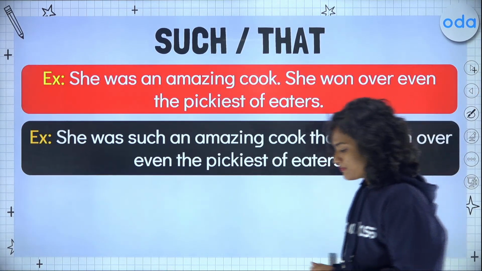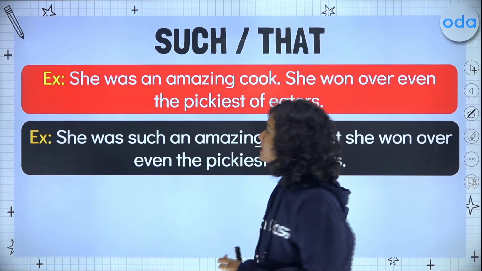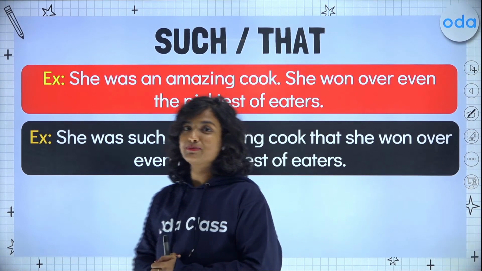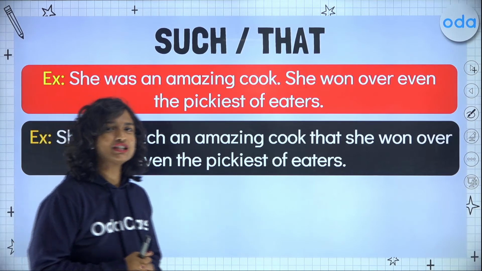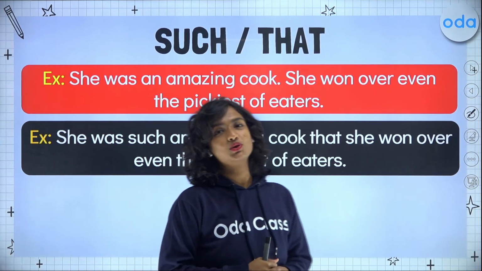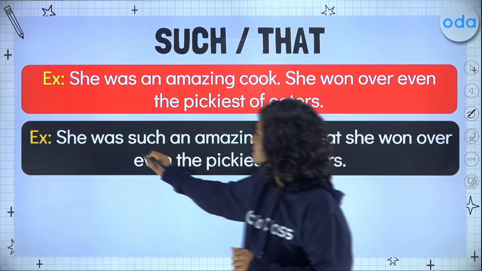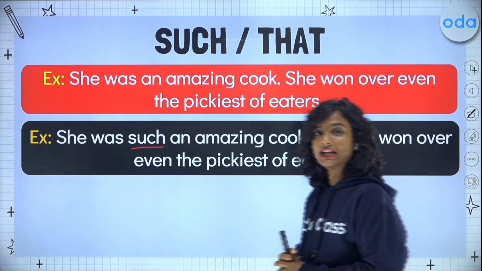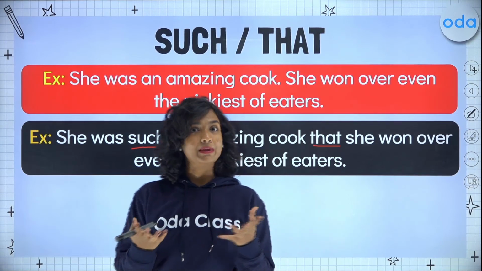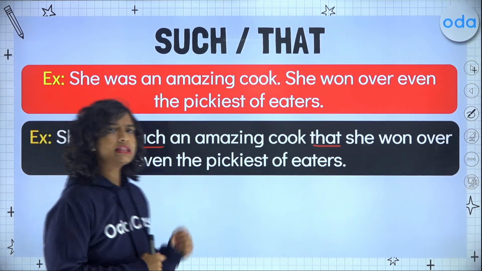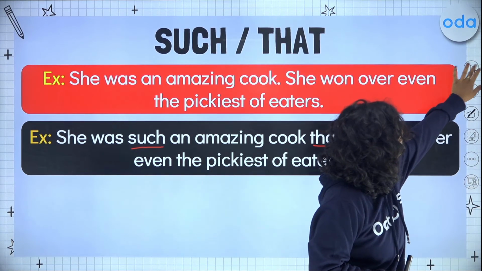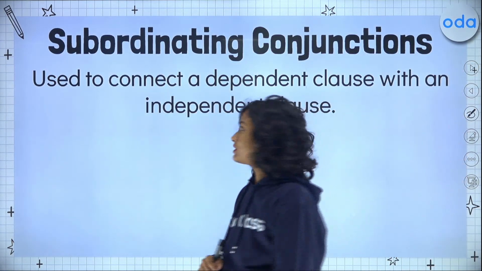One more example. She was an amazing cook. She won over even the pickiest of eaters. So she was such an amazing cook that she won over even the pickiest of eaters. Once again, showing reason, right? Why did she win over the pickiest of eaters? How did she win them over? With her amazing cooking. Now, we have done 4 correlative conjunctions.